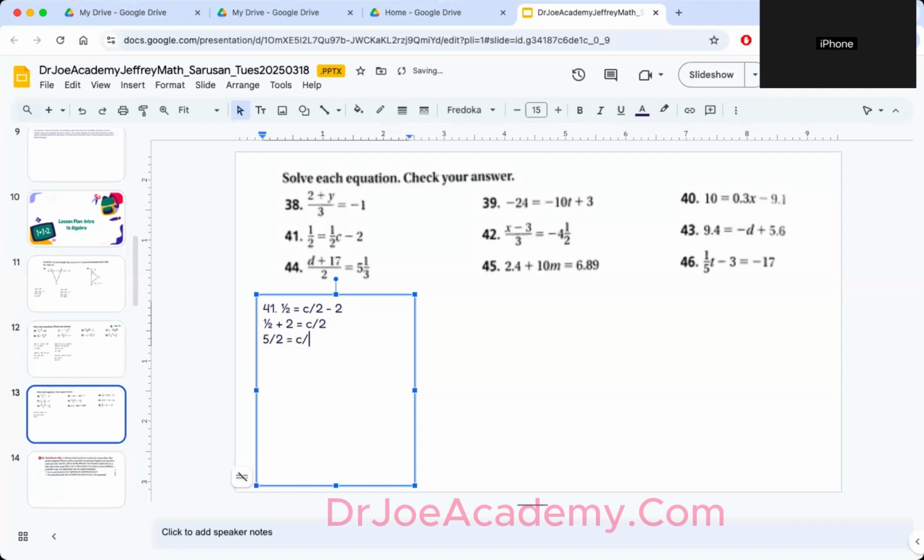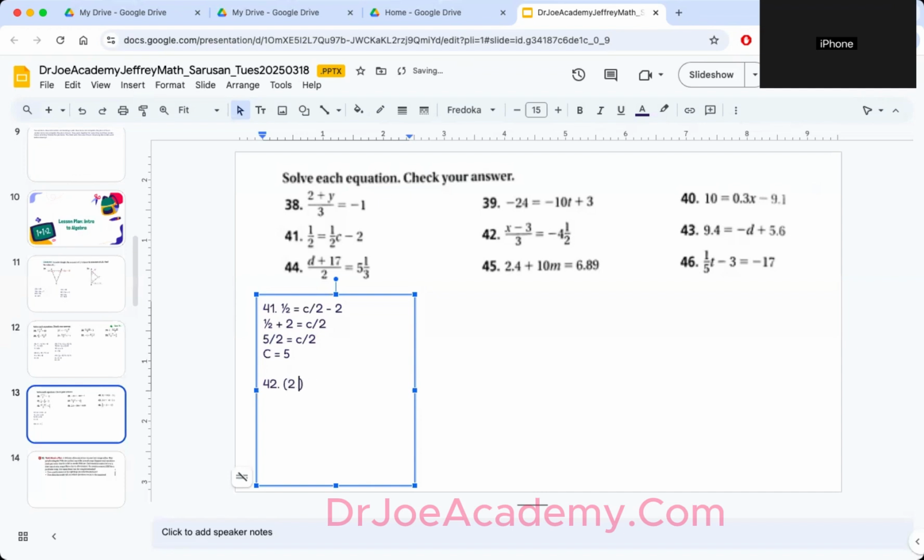So 5 over 2 equals C over 2. Wait, C equals 5 then. Excellent. C equals 5. We can always just cross out both of these denominators because they're the exact same. C equals 5. Let's see. What is the next question? I'll go 42. Very next question.